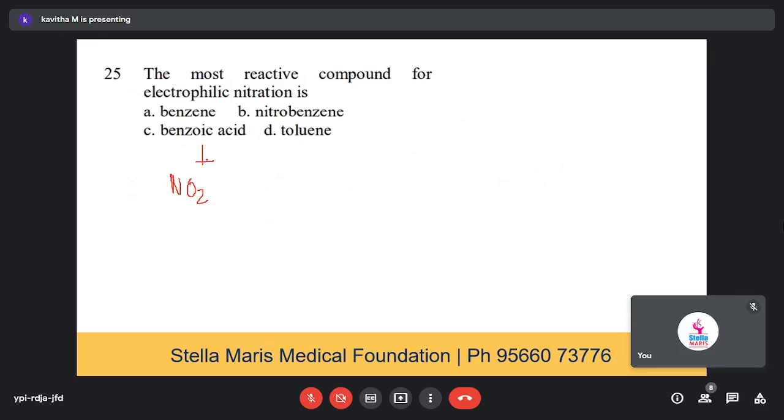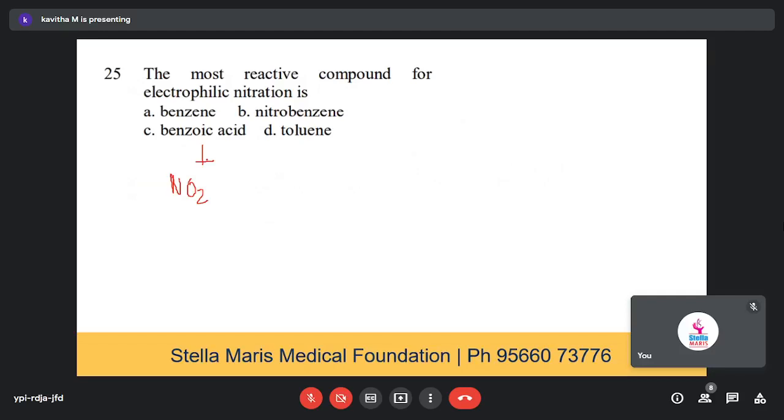But in the case of toluene, the methyl group is attached, which is electron donating. Since the methyl group donates electrons to the benzene ring, the benzene ring becomes electron rich. Where the electrons are rich, in that place only the electrophilic attack will happen. So the reaction happens more easily. The most reactive one is toluene.